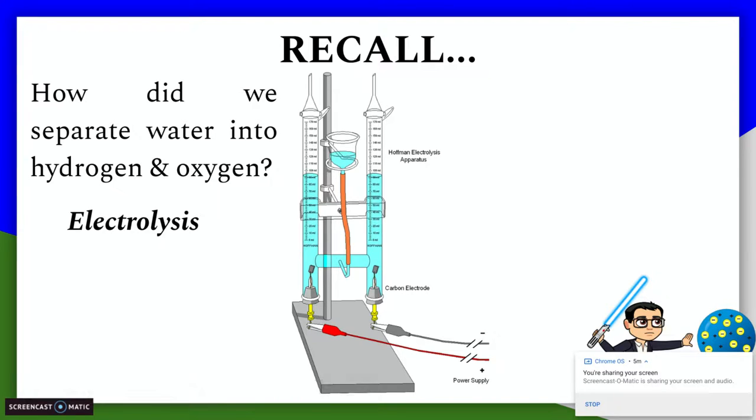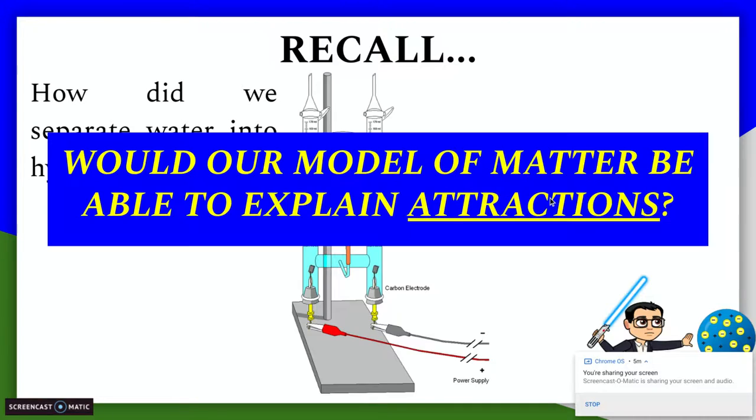There's got to be something that is allowing the water to go to the electricity and then all of a sudden split into hydrogen and oxygen, which leads us to our next question. Would our model of matter be able to explain attractions? What is causing this water to kind of go to the electricity and split into hydrogen and oxygen?